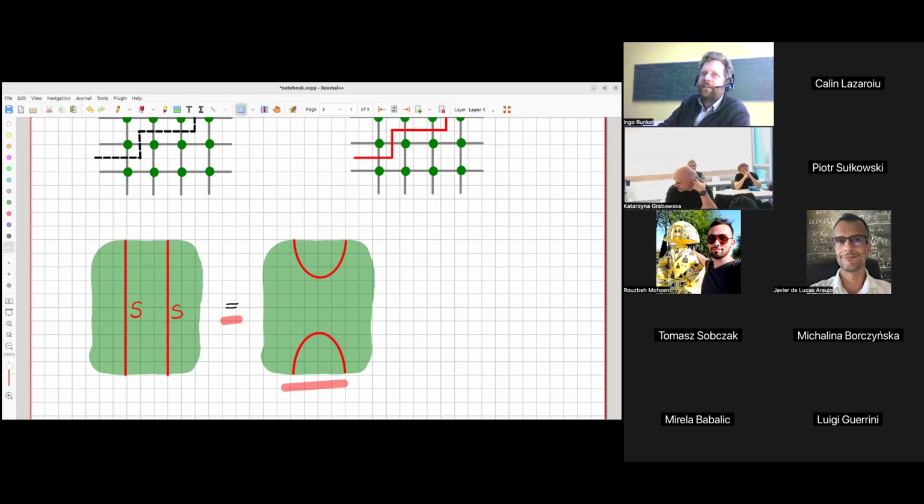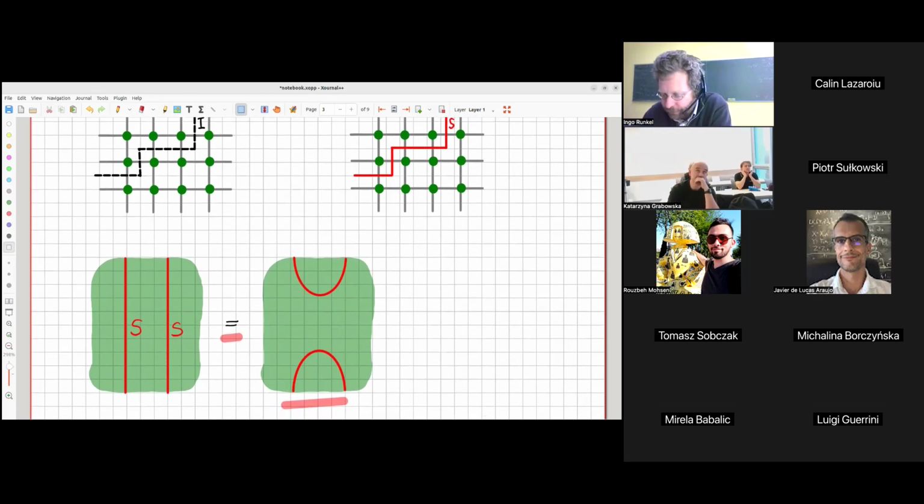So there's this identity which you have. And why do you have this identity? That's an exact identity on the lattice.